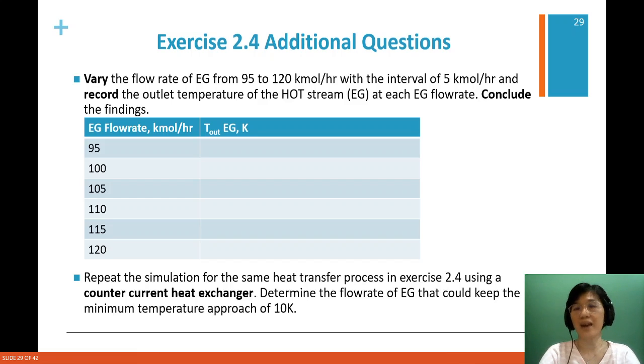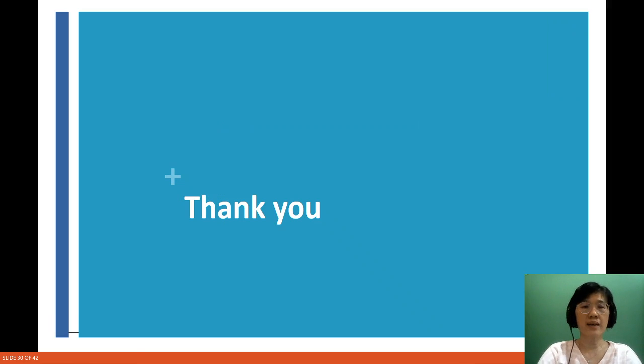Do we need a higher flow rate or lower flow rate? Of course, it depends on the heat transfer efficiency of a particular type of heat exchanger. Which one is more effective? Probably you can guess based on your knowledge in heat transfer. Right. So I think that's all for exercise 2.4.